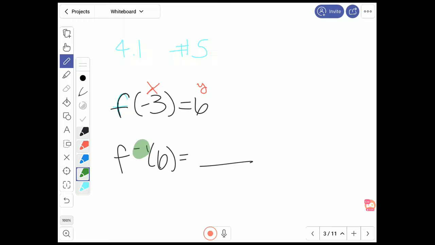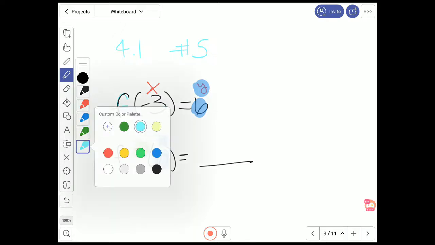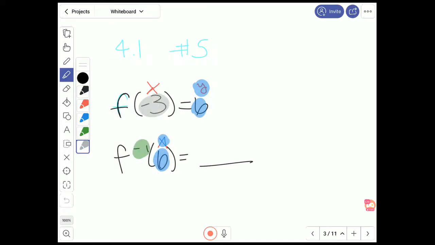So my x should now be 6 because, again, these two are flipping. What was my y is going to become my x. So 6 is going to become my x. And then what was my x is going to become my y. So it's going to equal -3. So that would be the answer to that question.